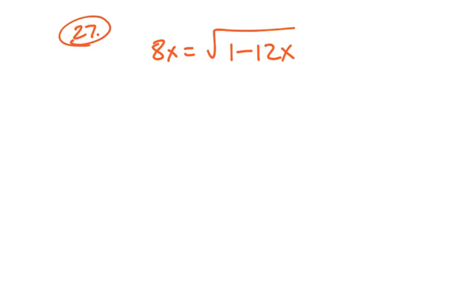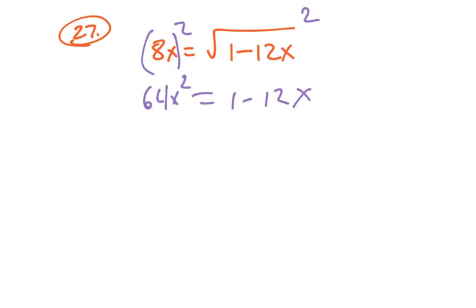Okay, so how do we solve 8x equals the square root of 1 minus 12x? Well, because you can easily square it, you will square it. Squaring gets rid of the square root, so you're left with 1 minus 12x. Very important, when you square 8x, you have to square both 8 and x, so this is 64x squared.